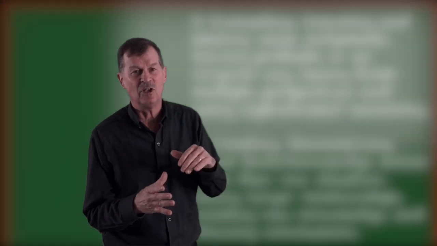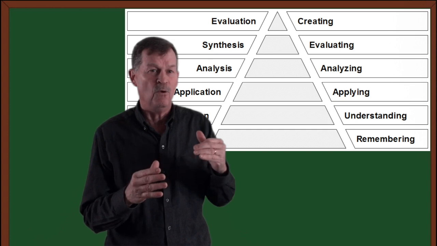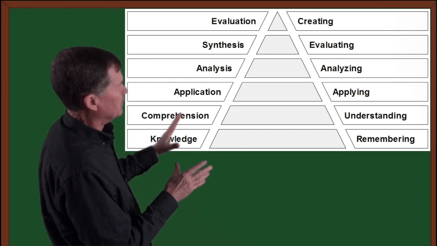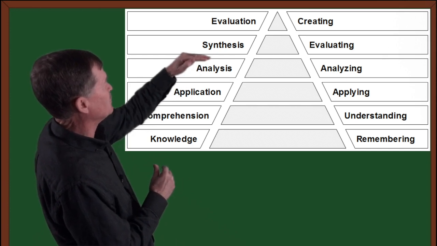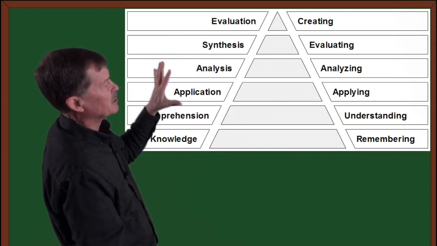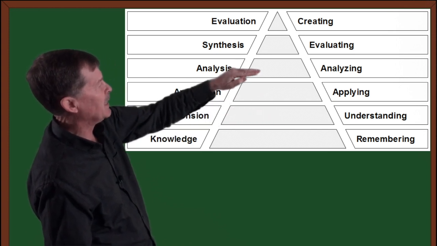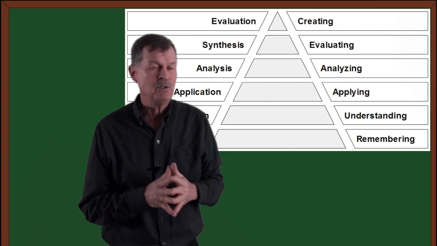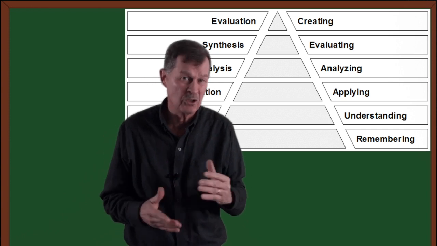So you can see that this is a little different from the explanation and definition given for science through the scientific method. Here again is the pyramid: you have knowledge, comprehension, application, analysis, synthesis, and evaluation. The other side, which is a revision of Bloom's taxonomy, starting at the bottom, is remembering, understanding, applying, analyzing, evaluating, and creating.